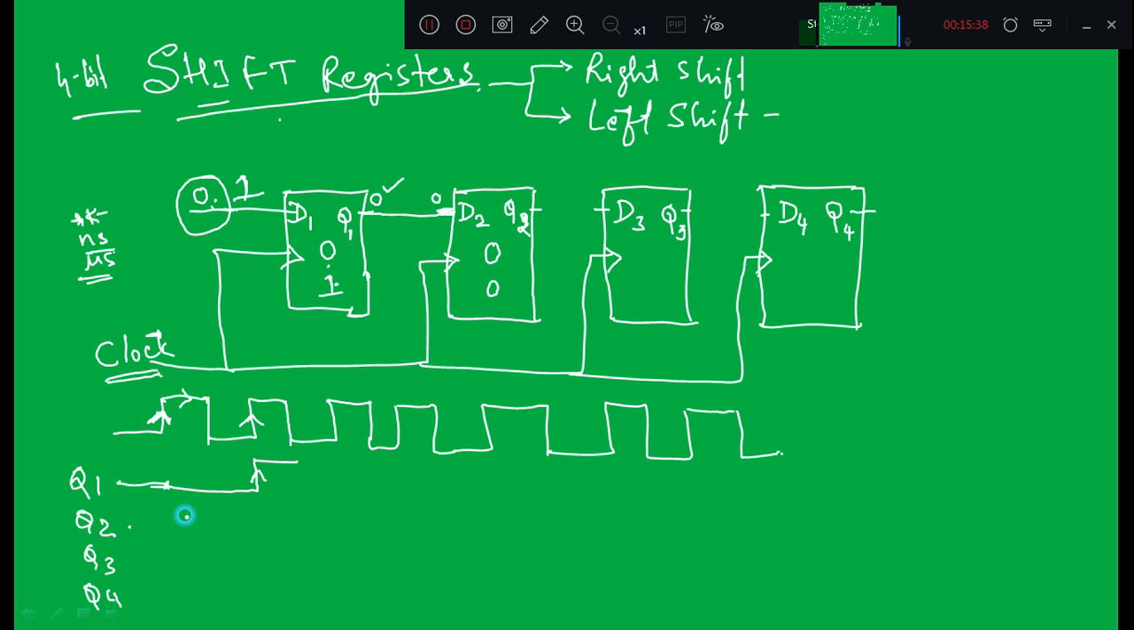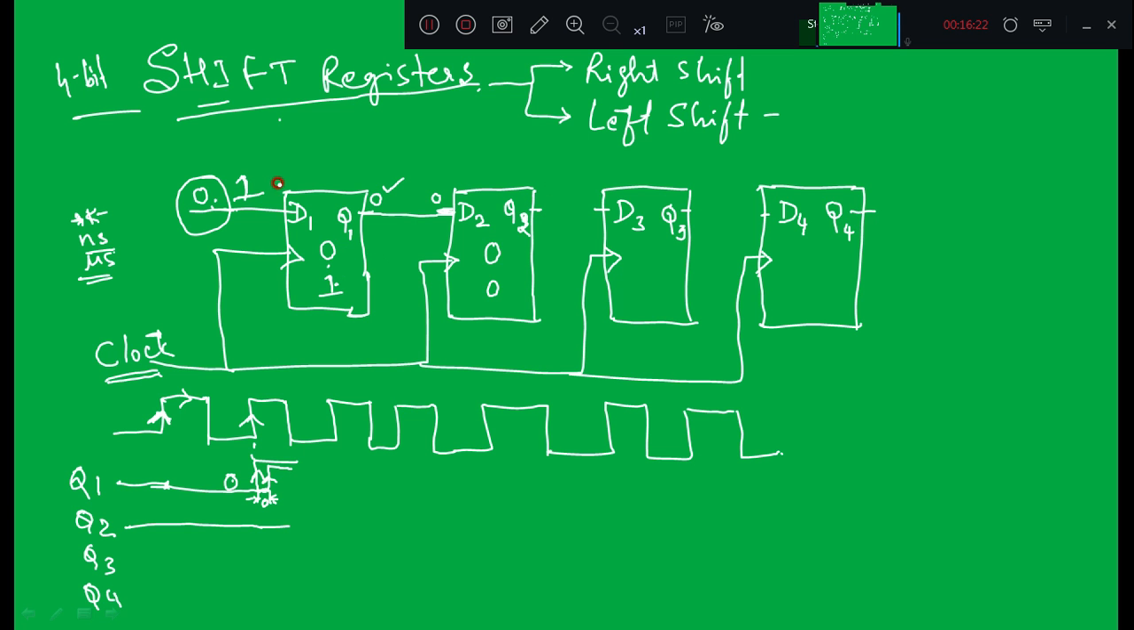So what happens to Q2? Q2 will remain 0, because the previous value of Q1 was 0. Q1 has changed at this point, but practically it will not change suddenly. It will take a certain amount of time to change from 0 to 1. Let us assume that the time taken by the first flip-flop to change is this much. In this duration, what is the value of Q1? It was 0, so this will act as the input for the second flip-flop. That means Q2 will remain 0.